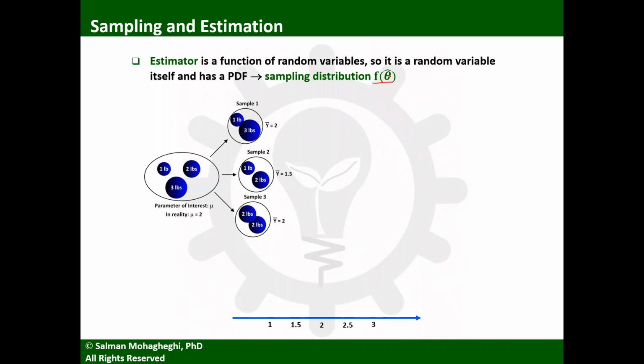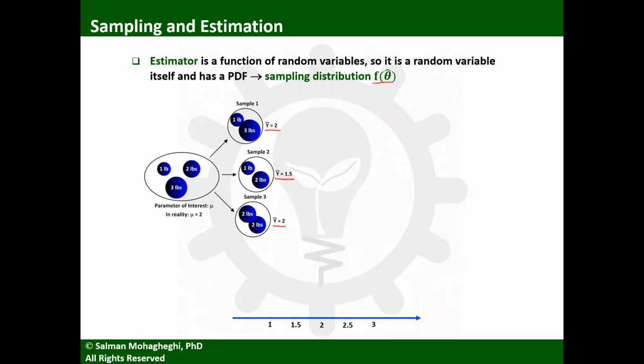So imagine in the first sample, you pick two balls randomly. One is 1 pound, the other 3 pounds. So your mean is going to be 2 pounds. For the other sample, let's say randomly you choose the 1 pound ball and the 2 pound ball, mean being 1.5. And for the third sample, let's say 2 and 2, which will give you a mean of 2.